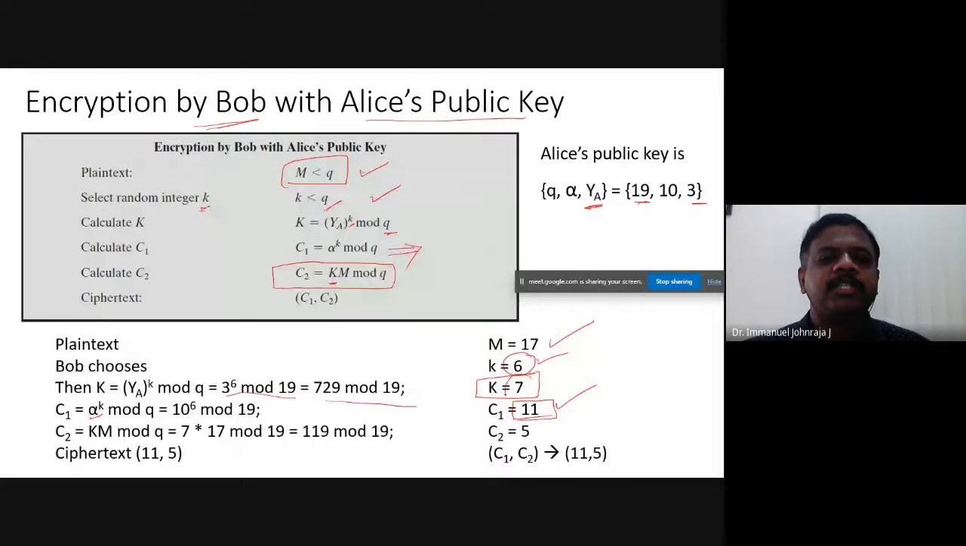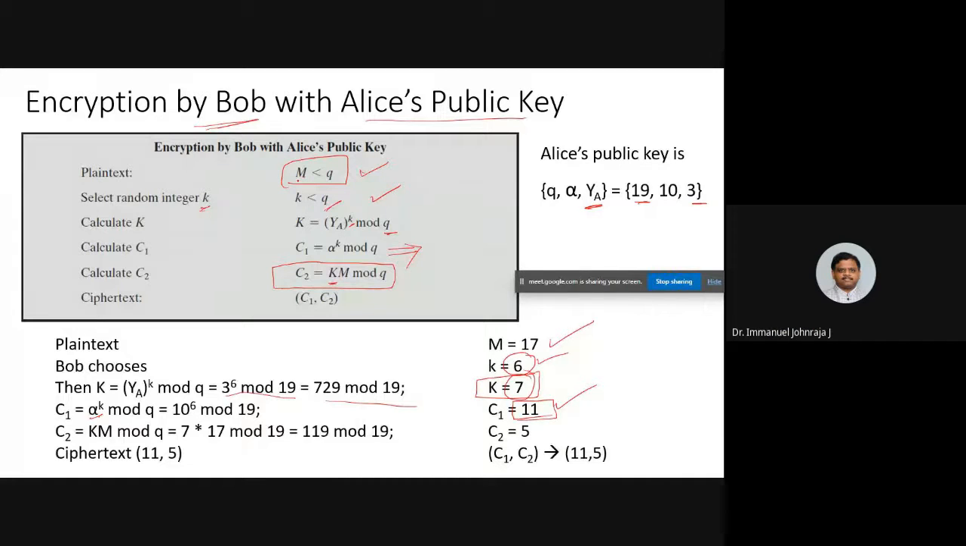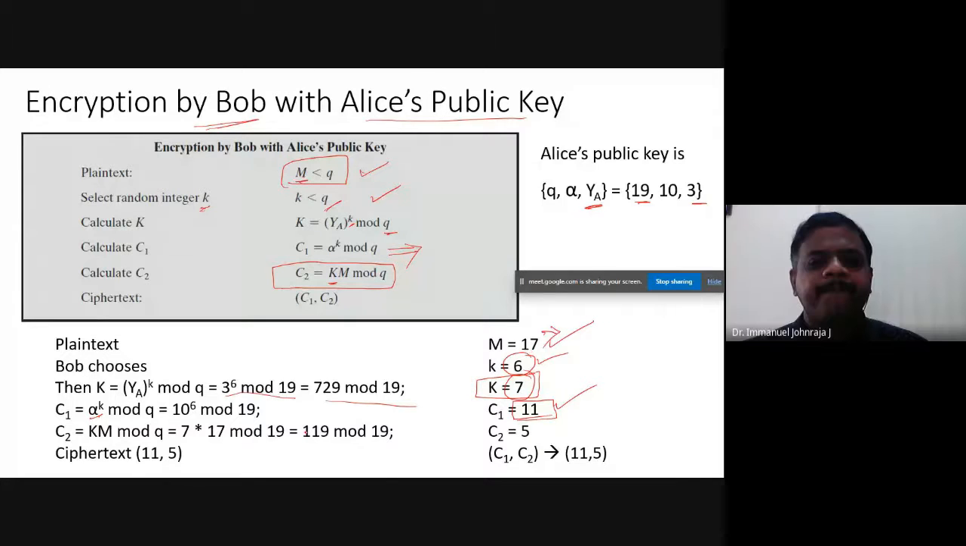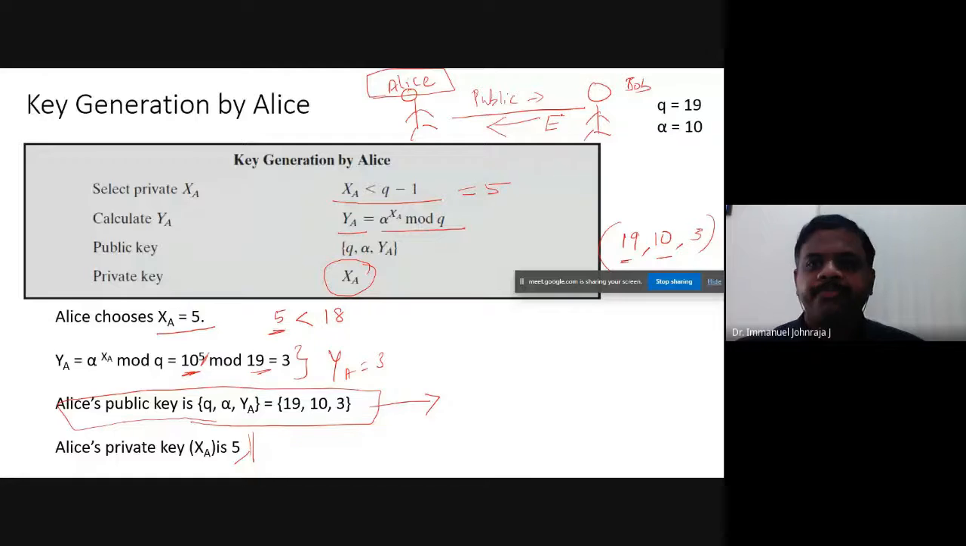Now next comes the calculation of C2. What is K? We have calculated it, which is 7. What is M? Your original message M, which is 17. So 7 multiplied by 17 mod 19 will give you C2 as 5. Now we have got two ciphertext values: C1 is 11 and C2 is 5. This ciphertext, the combination of C1 and C2, is sent from Bob to Alice.